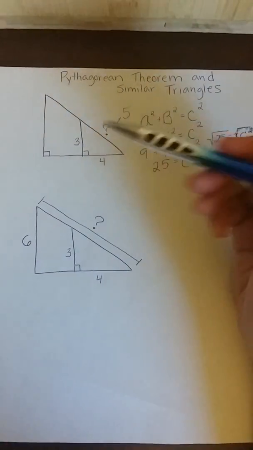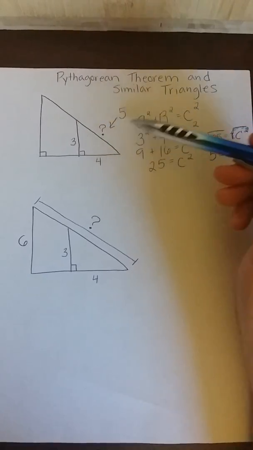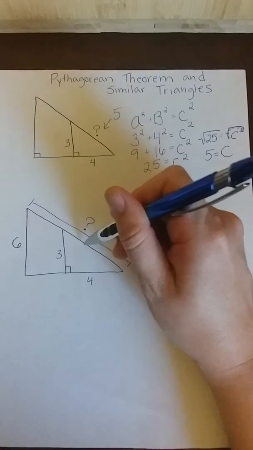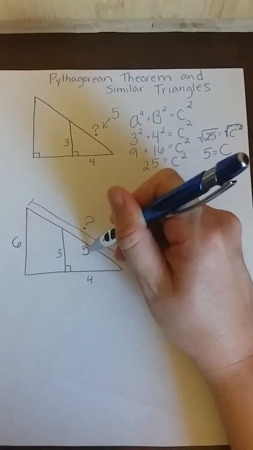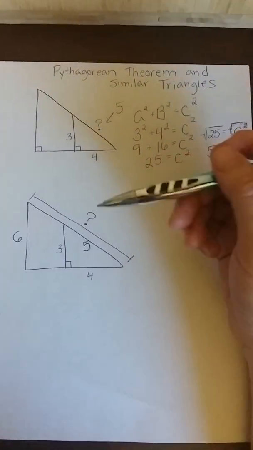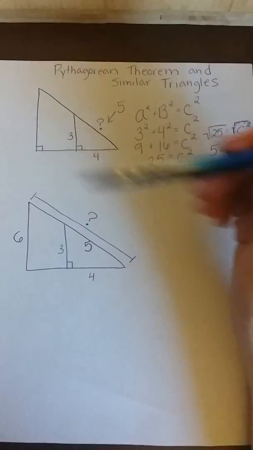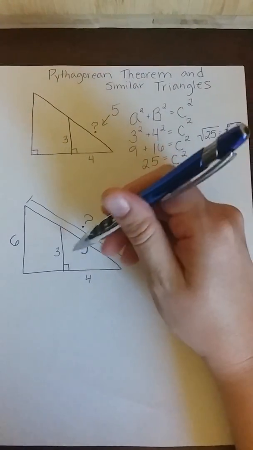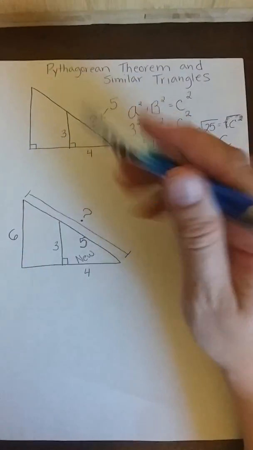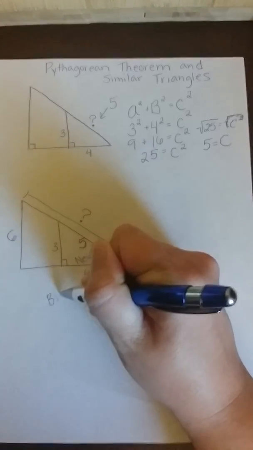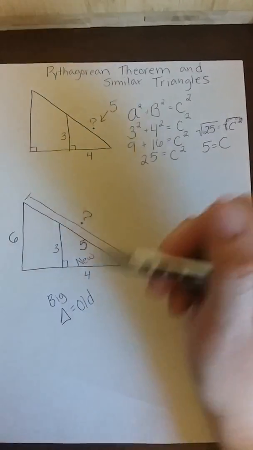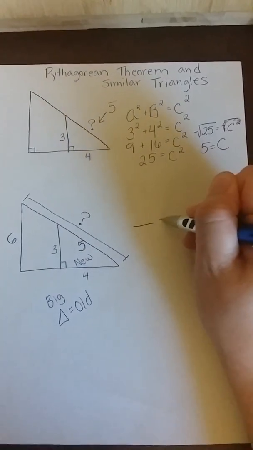What I can do, though, is use the information I got in the last problem. So in the last problem, I figured out that this side right here is 5. So now that I know that side is 5, I can use similar triangles to find the longer side. I'm going to make my small triangle new, and I'm going to make the whole big triangle old. So the big triangle is old. And I'm going to make a proportion using similar triangles, new over old.